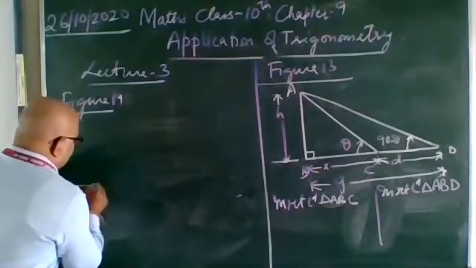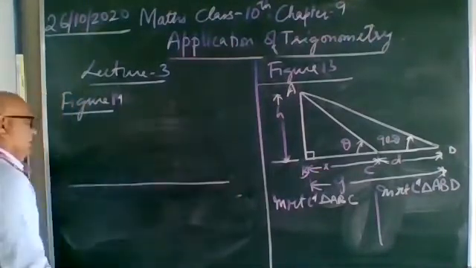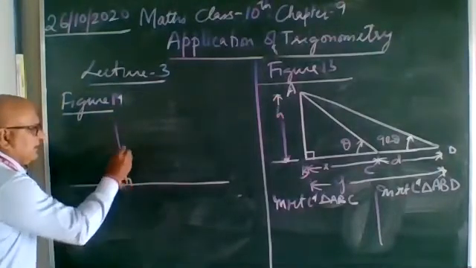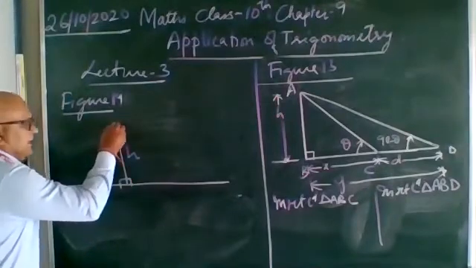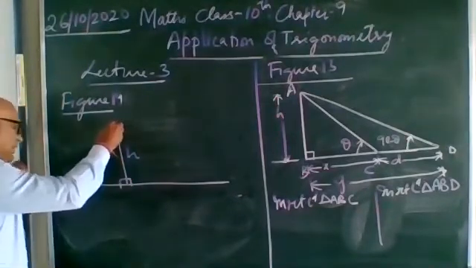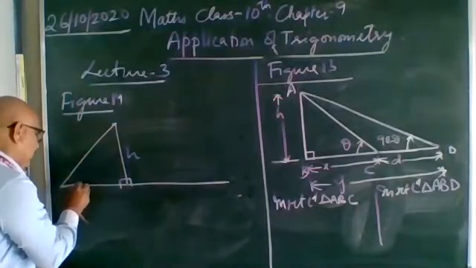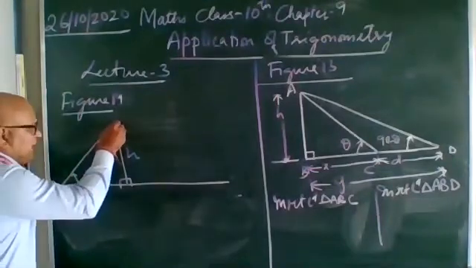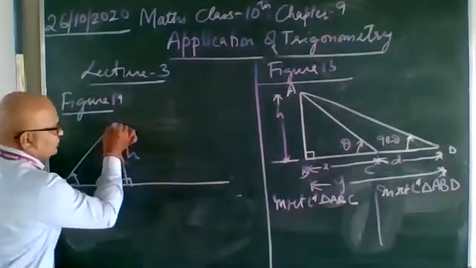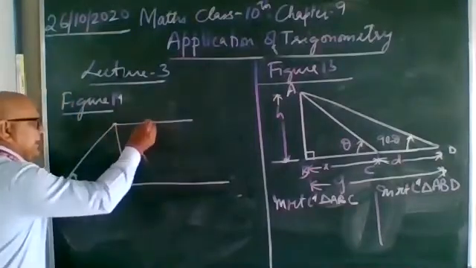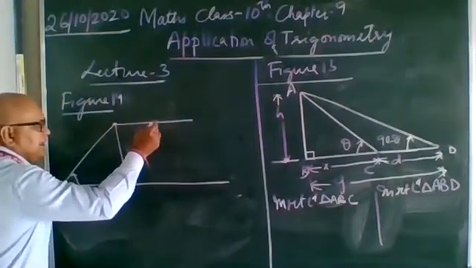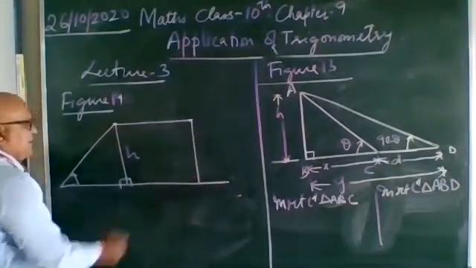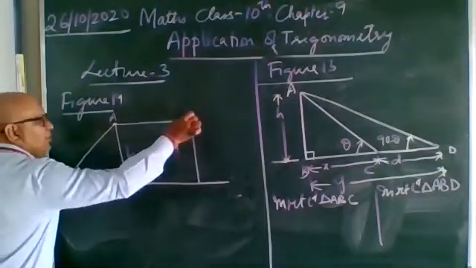Very important figure. This is the ground. A jet plane is flying at a constant height. This is the height of the jet plane. The angle of elevation is alpha. Now the jet plane moves like this, and in 10 seconds the jet plane reaches this point, from A to B.